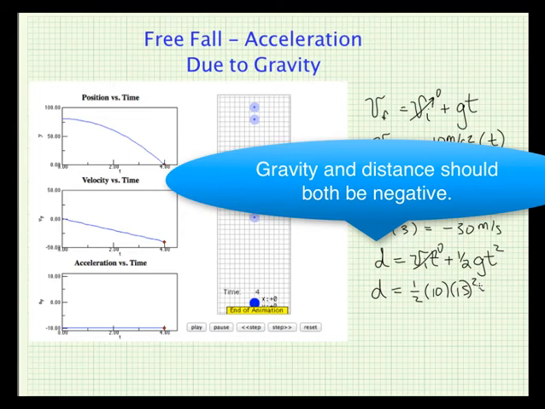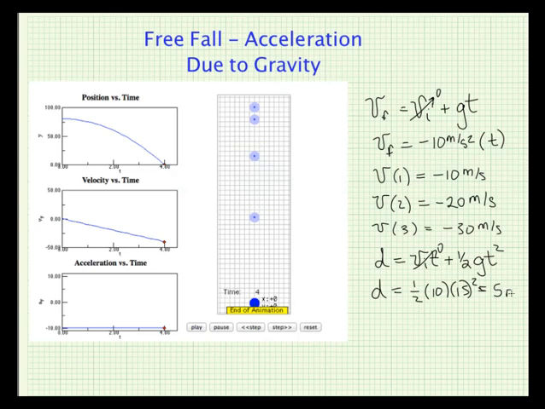10 times a half is 5, times 1 squared is going to be 5 meters. So after 1 second, it only falls 5 meters. Let's take a look at how far it falls after 2 seconds. So again, using 10 is a nice easy number to deal with, times 2 squared. This time I'm going to get 20 meters.